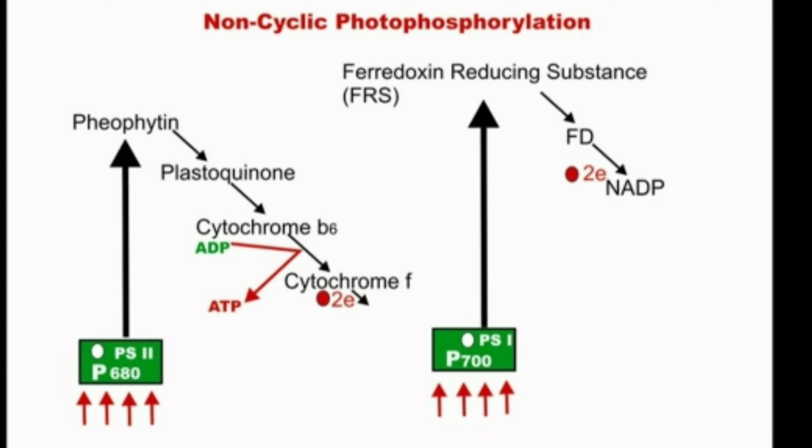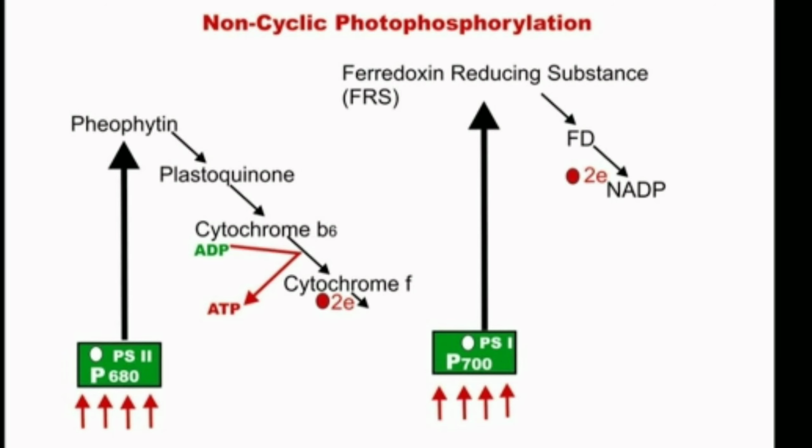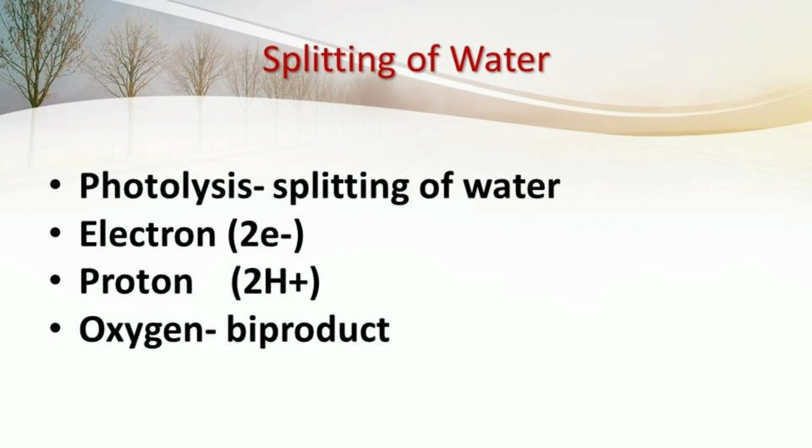In photosystem 2 we got ATP. Now we need to get NADPH. So how are we going to get these protons? Let's see. It is by the splitting of water by photolysis. Photolysis is the splitting of water. The water absorbs light and then breaks down into electrons, two protons, and oxygen as a byproduct.